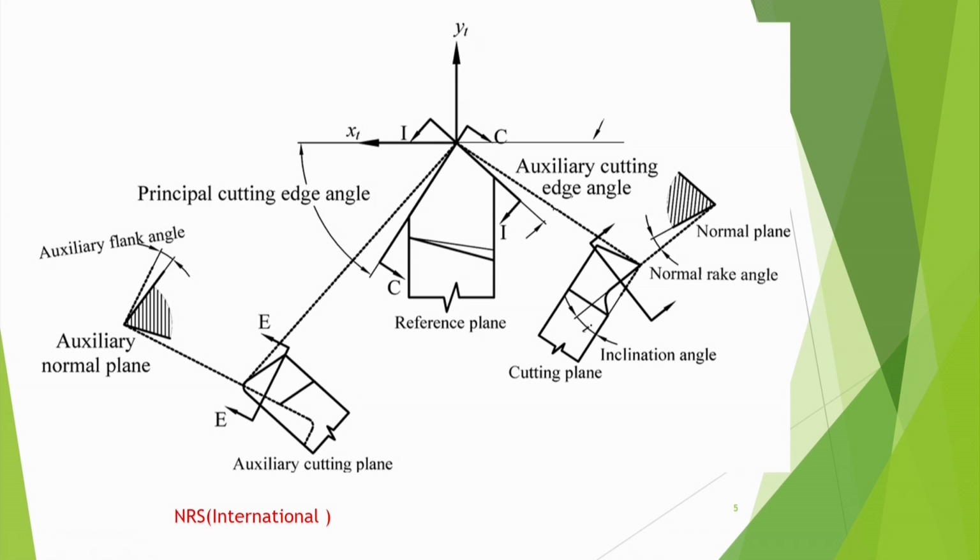Now we have got four types of systems. We want to see the conversion. That means if I know the 7 elements in one system, 7 elements meaning including nose radius. The nose radius is basically the same in all these systems, but the other angles are different. Now you want to convert from one system to the other system. Then how will you go about that?